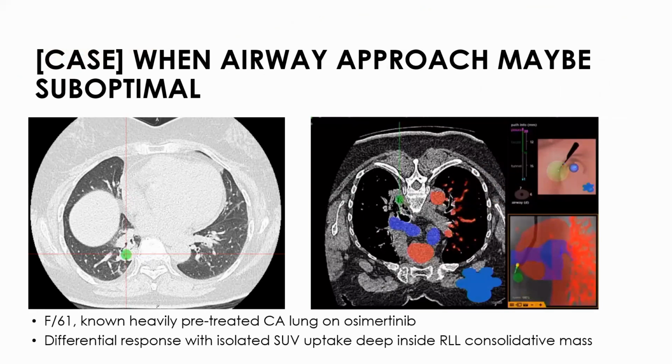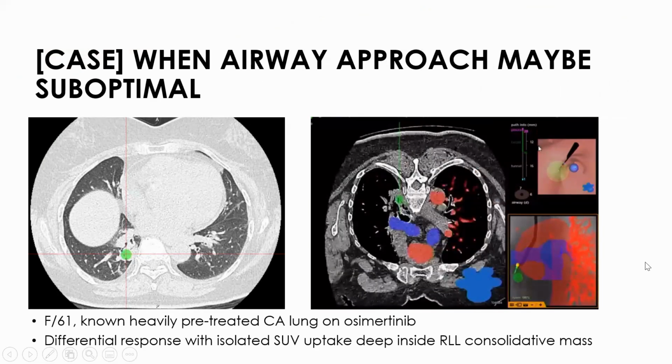This is a case of a 61-year-old lady who has been heavily pretreated and is now on osimertinib. She has a right lower lobe lesion, and this consolidated mass has been responding. There's only one particular spot that has an increase in SUV uptake, so there's differential response. We know that it's not too difficult to get to this consolidated mass, but to get to this particular part where we want to get NGS to see whether there's a resistance mechanism, we want something more.